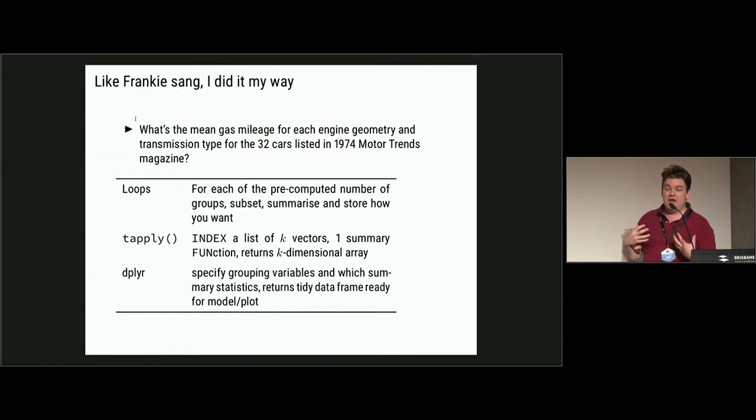Loops were how I learned, and I hated loops, and then I found out about tapply, and I thought that was really cool, but I hated 4-dimensional arrays. So why would I bother using a function that makes a 4-dimensional array that I have to coerce into a data frame? Why don't I just get the data frame from the start?